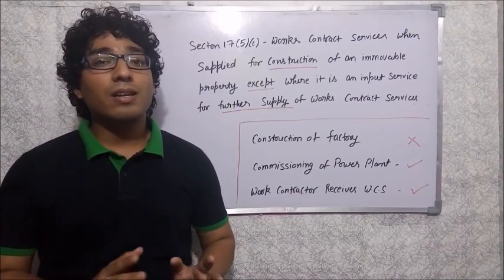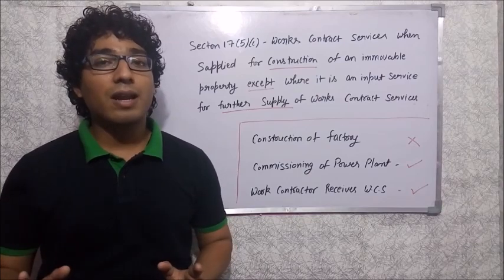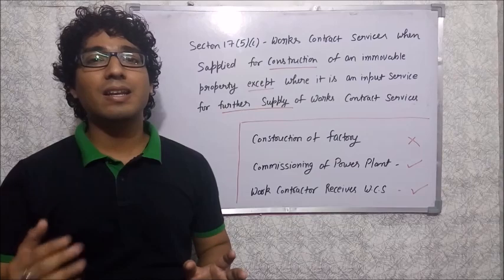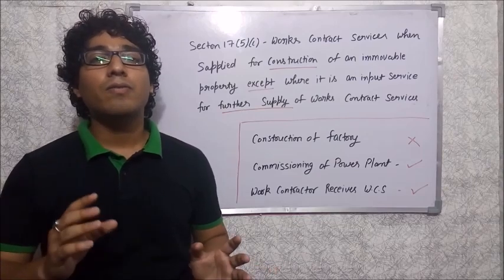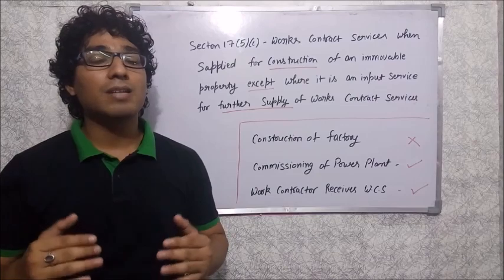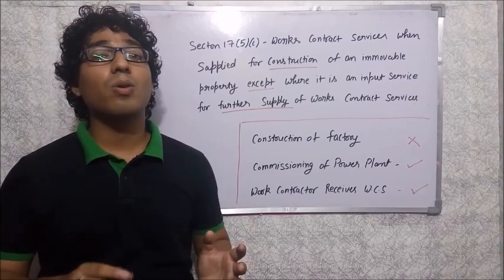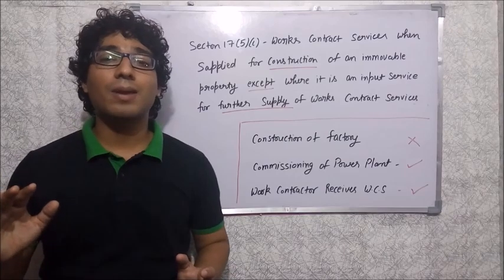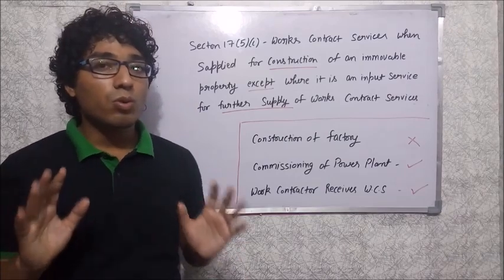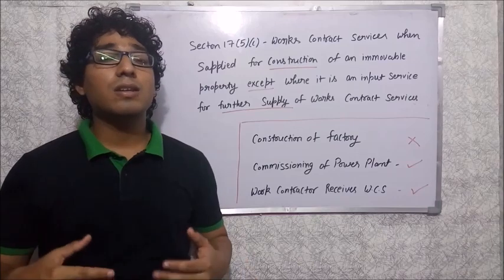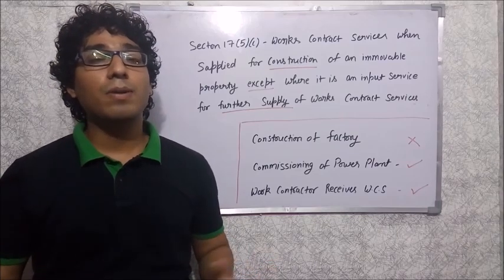There is also an explanation attached to this. Construction includes alteration, modification, repair, renovation, etc., which is capitalized in the books of account. That is the explanation of construction. Construction also includes repair, renovation, alteration if it is capitalized in the books of account. So for those works contract services received for construction of immovable property, the credit will not be allowed.